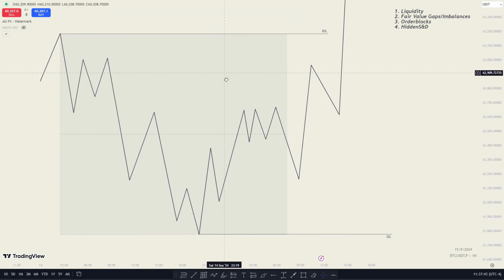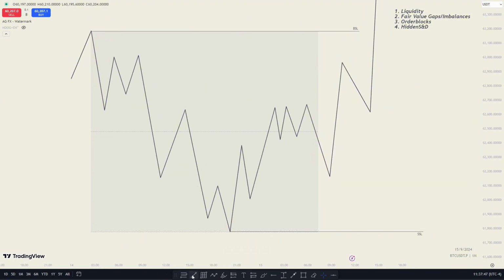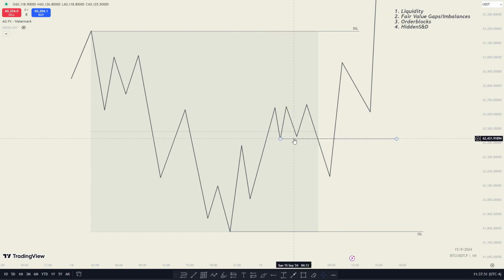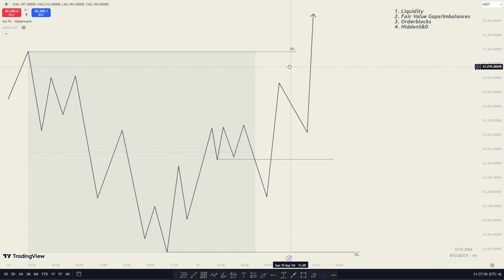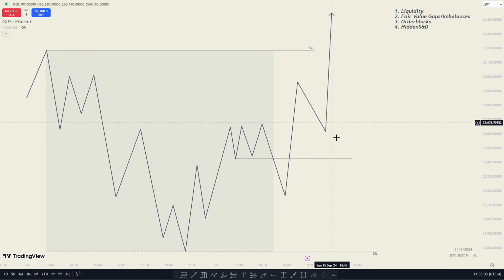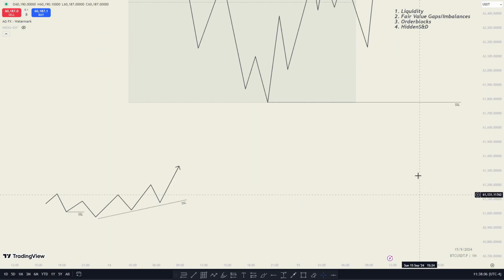Price always moves from internal to external liquidity. So here we took out internal liquidity and reached for external liquidity. From external liquidity, price will always reach for internal liquidity. With that said, let's check how it works on actual live examples.